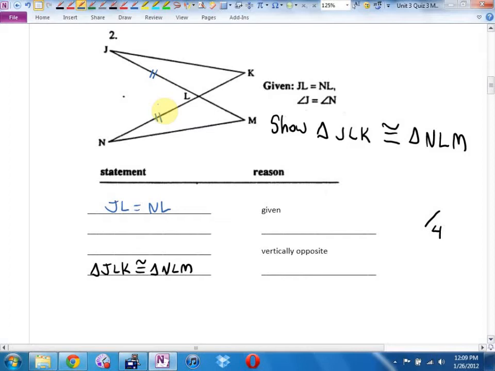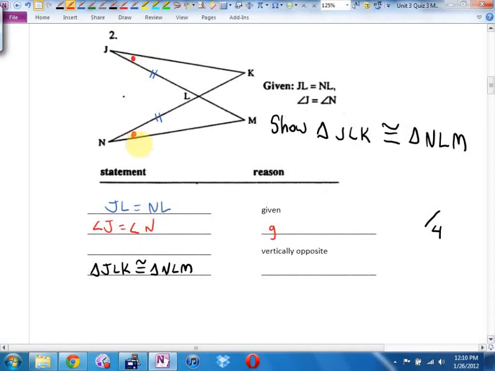How many givens did they give me? I've used 1. Do you see a given appearing anywhere else right now? Then I think it would be reasonable to assume that the next line is my next given. You see how I use logic and reasoning to figure that out too? So what is the next given? Read it out to me. Angle J equals angle N. Angle J, that's this one here, equals angle N, that's this one here.